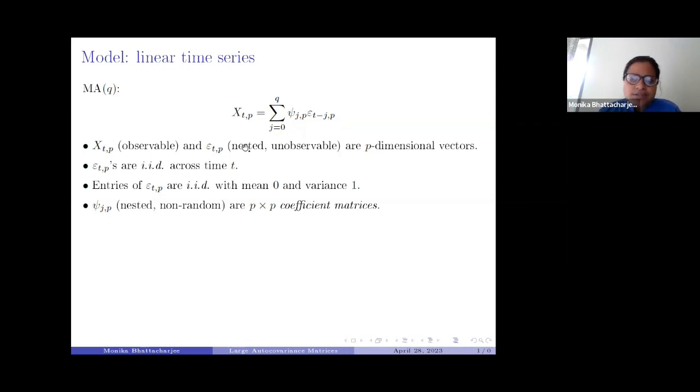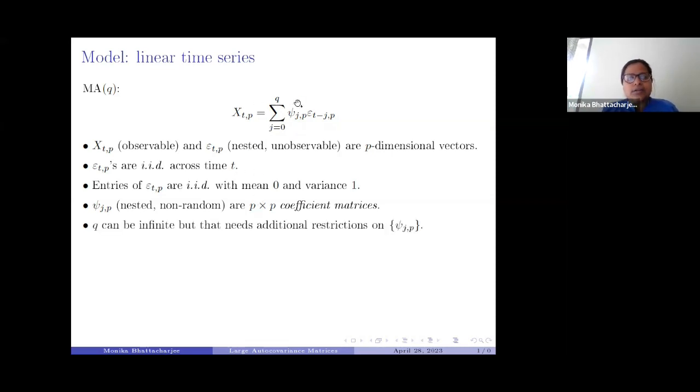But even if they are nested, the X_{t,p} are not nested, because each component of X_t is a linear combination of all the components of epsilon_t. Therefore, even though epsilon_t is nested, all the components of X_t change if we go from the p-th stage to the p+1 stage. So the X_{t,p} are not nested at all.